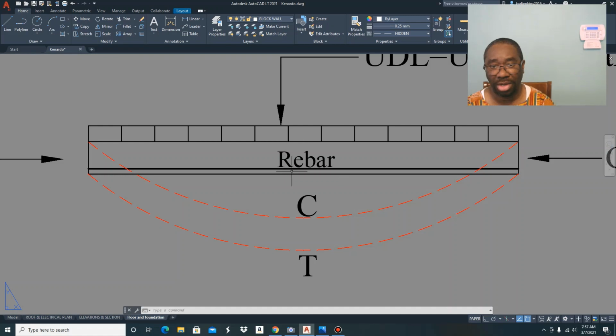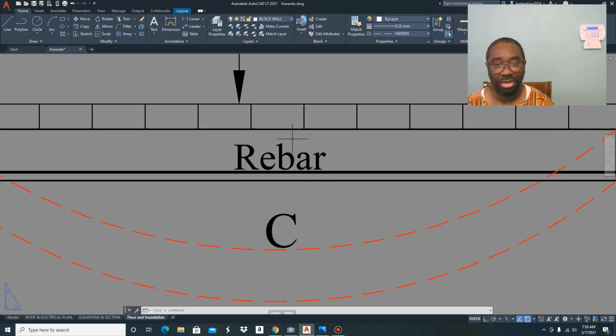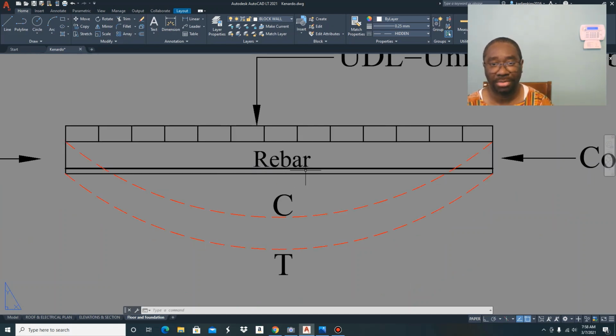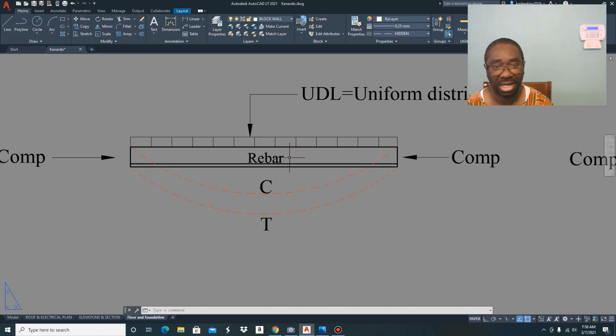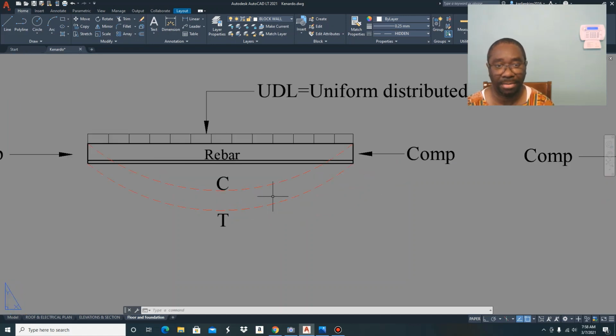And the reason we put the rebar at the bottom is that in that area, the concrete member is going to be the weakest. So that is why we put reinforcing bar in the bottom of the concrete member to resist against the tensile stresses that the concrete is going to be subjected to when it is being loaded. And this arc in red is the behavior or the tendency of the behavior of the concrete member when it is subjected to a uniform distributed load.